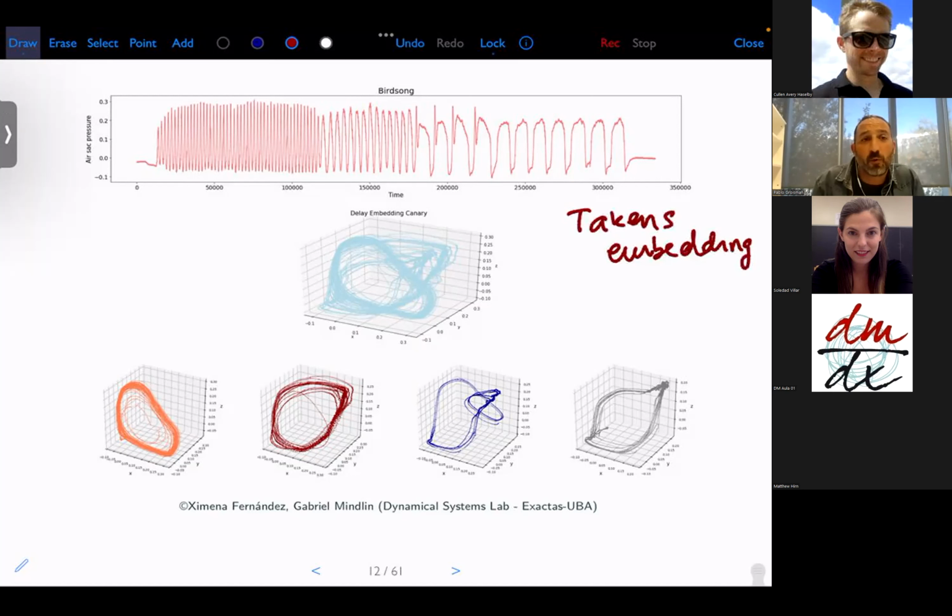There is a way to embed this time series in a maybe three-dimensional, four-dimensional space. I'm going to explain maybe later on what is the way in which this embedding works, but for now, believe me that you can embed this. So assuming that this time series comes from a dynamical system, you can embed this projection.